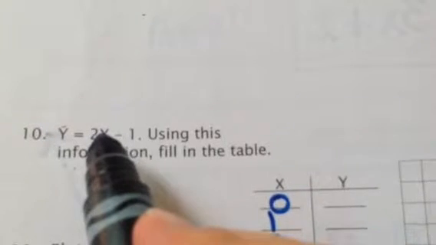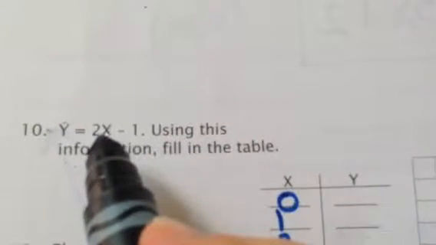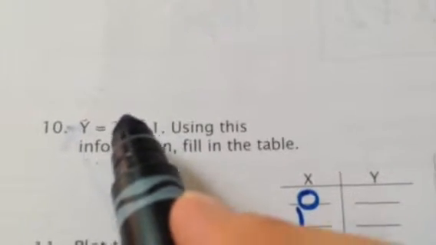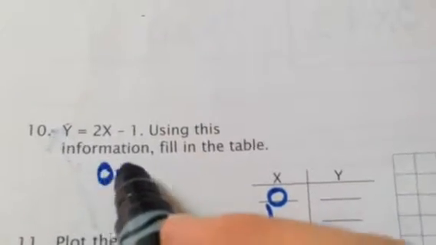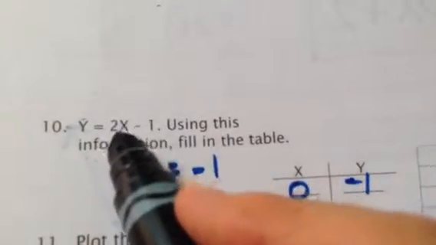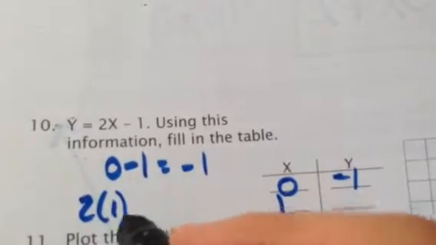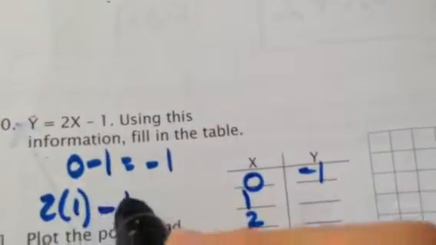Put a 0 in for that x. Okay, if you need to show your work, do it. But it's 2 times 0 is 0. And 0 minus 1 is negative 1. So that's going to go right there. Okay, then put in a 1 for x. That means 2 times 1. And if you want to show your work, it's going to look like that. 2 minus 1 is 1.